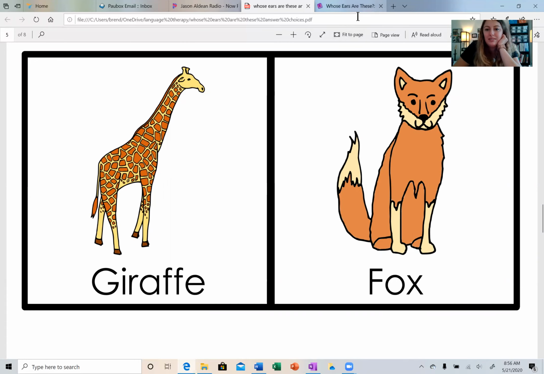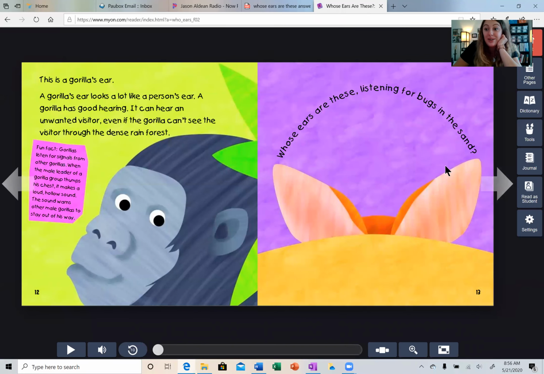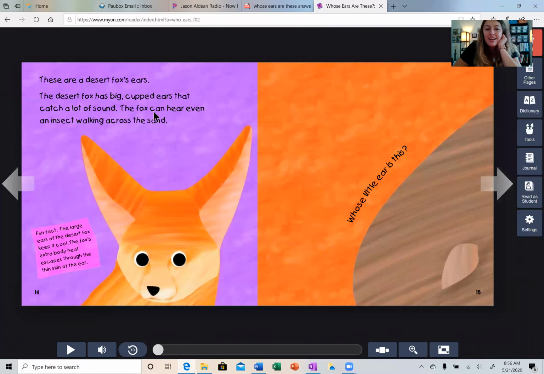Okay. Let's see. Are you guys ready to find out? These ears belong to a fox. These are a desert fox's ears. The desert fox has big cupped ears that catch a lot of sound. The fox can hear even an insect walking across the sand. That's really good hearing. We can't hear like that.